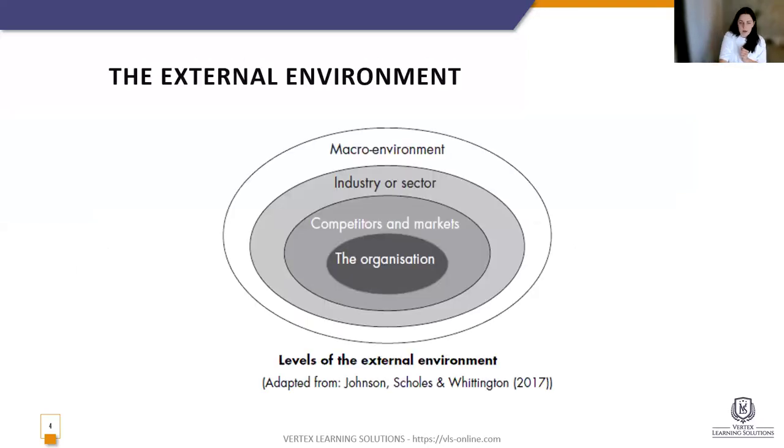Okay, so what is the external environment? We are going to talk about the macro environment. That is something that happens within, let's say, the whole market. Industry or sector, like the hotel industry is blooming, airlines are blooming, and so on. Then within this industry or sector, we are going to look at competitors and markets, and then there will be the organization. So these are the levels of external environment.